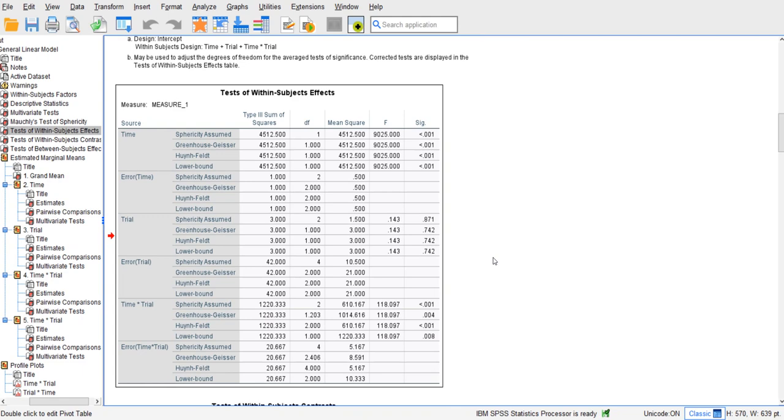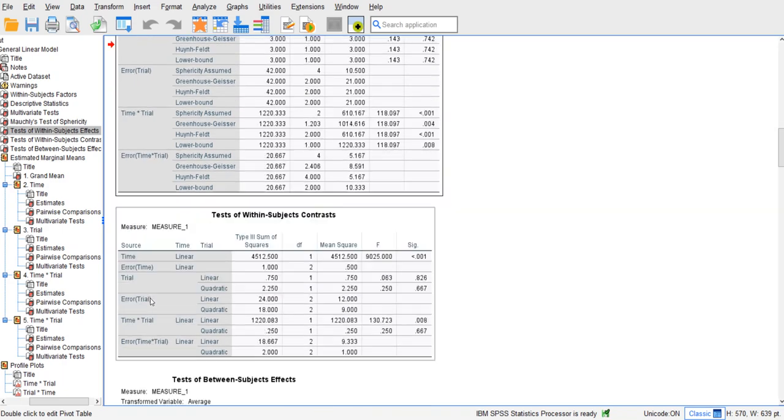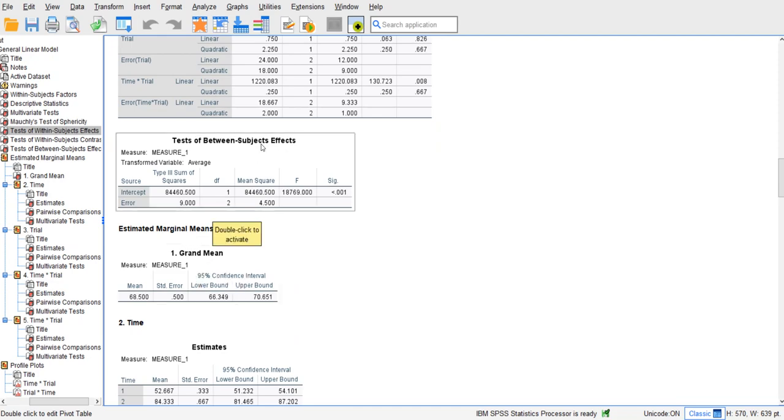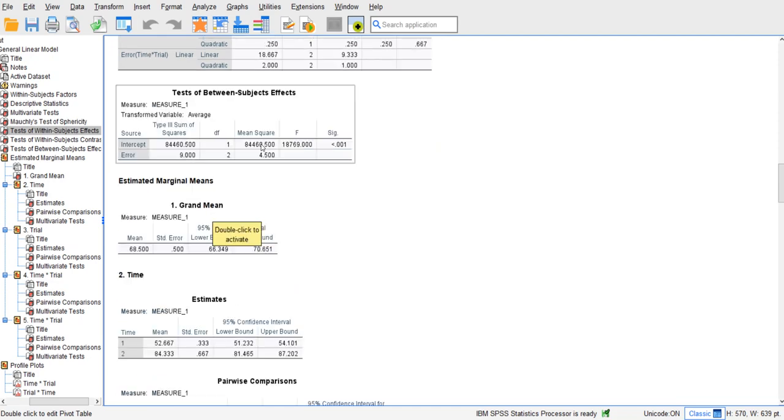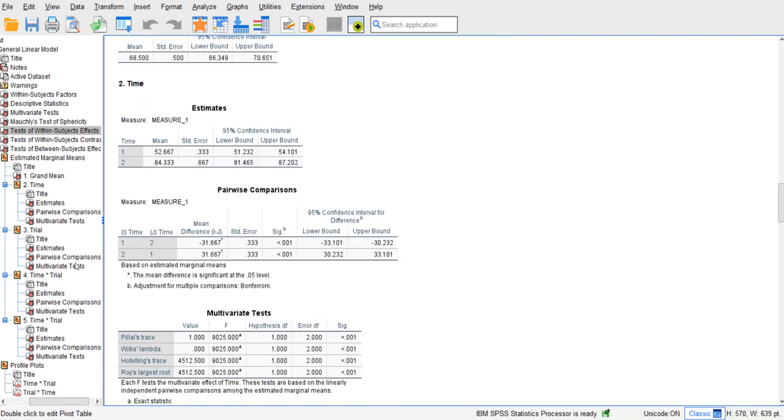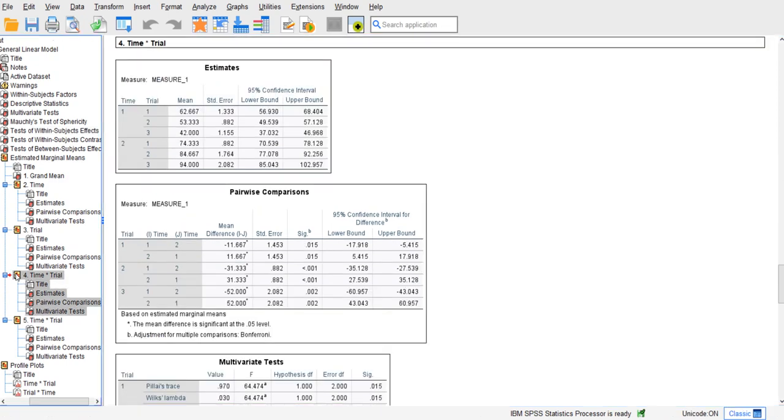So what it's saying is that heart rate is influenced by how time and trial interact with one another. That is, when heart rate changes over trial, it's dependent on time. Or when heart rate changes over time, so that's the baseline to the end, it's dependent on the trial. So we can dig a little bit deeper for some of the post-hoc tests. We don't have a between subject factor, so we can ignore this, and you can skip a little bit easier to some of these.